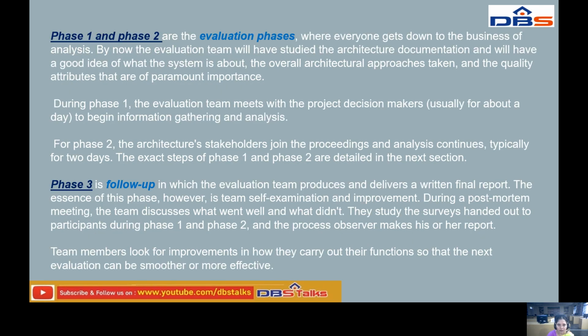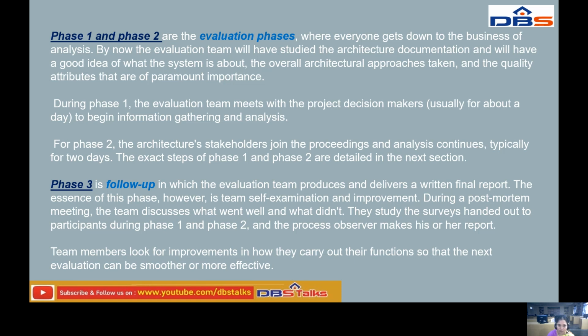Here, phase 1 and phase 2 are the evaluation phase, how we can get down to business of analysis. Okay na, how we can implement it. The evaluation team will study the architecture well, the existing architecture documentation well, and while studying they got some good ideas of what the system is. Okay now, what is the overview of this system, how we can take the next improvement approaches, how we can improve the qualities, how we can give importance to this.